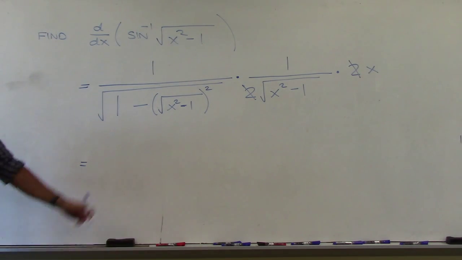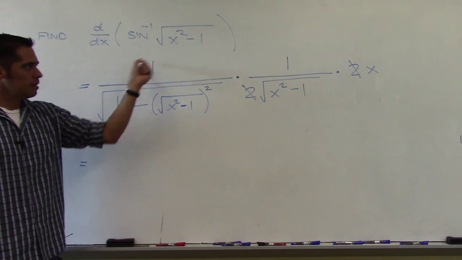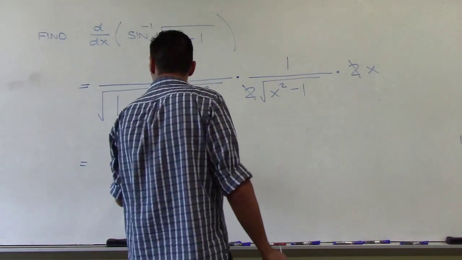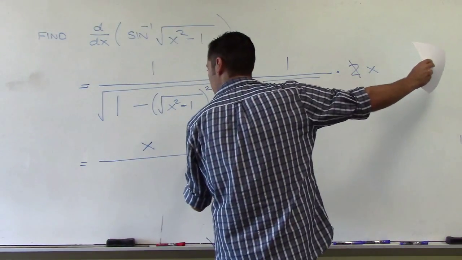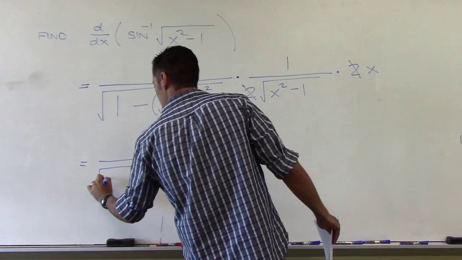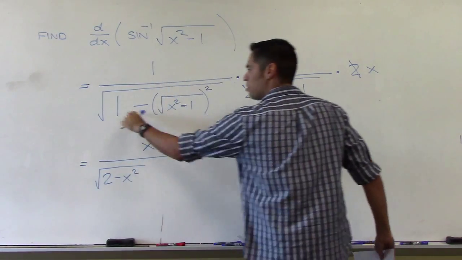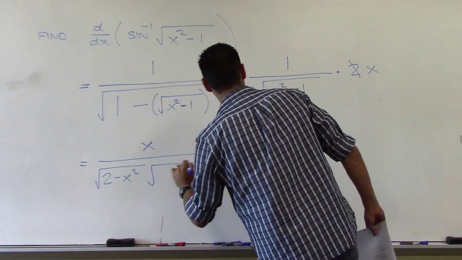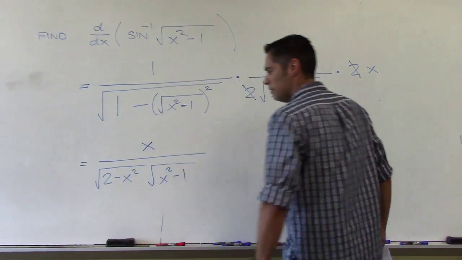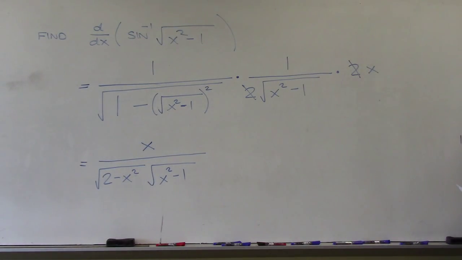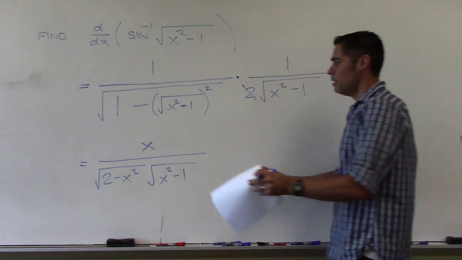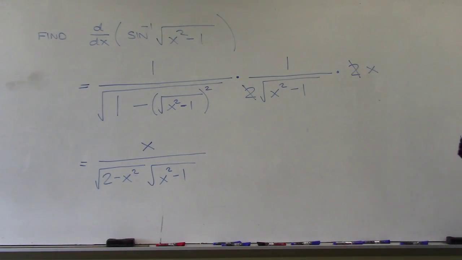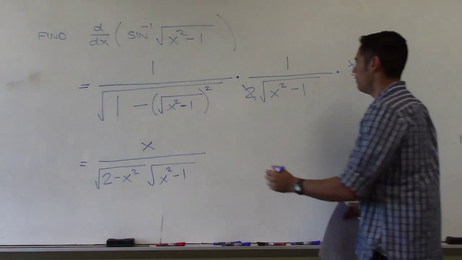Yes? And then on top, anything left on top? That x out there? So we should have the x way out here, over the square root of 2 minus x squared. That's this right here. And then we still had this one right here, the square root of x squared minus 1. You could go even further and put these two together. Since they're both square roots, you could take the insides of them and multiply them together. But I'll just say that's good enough.